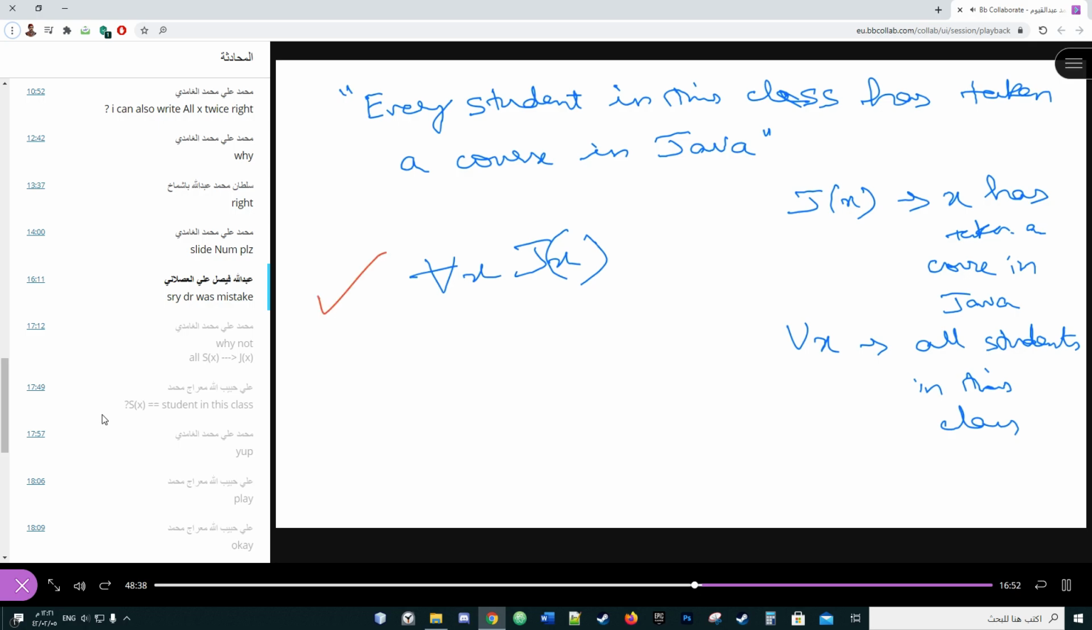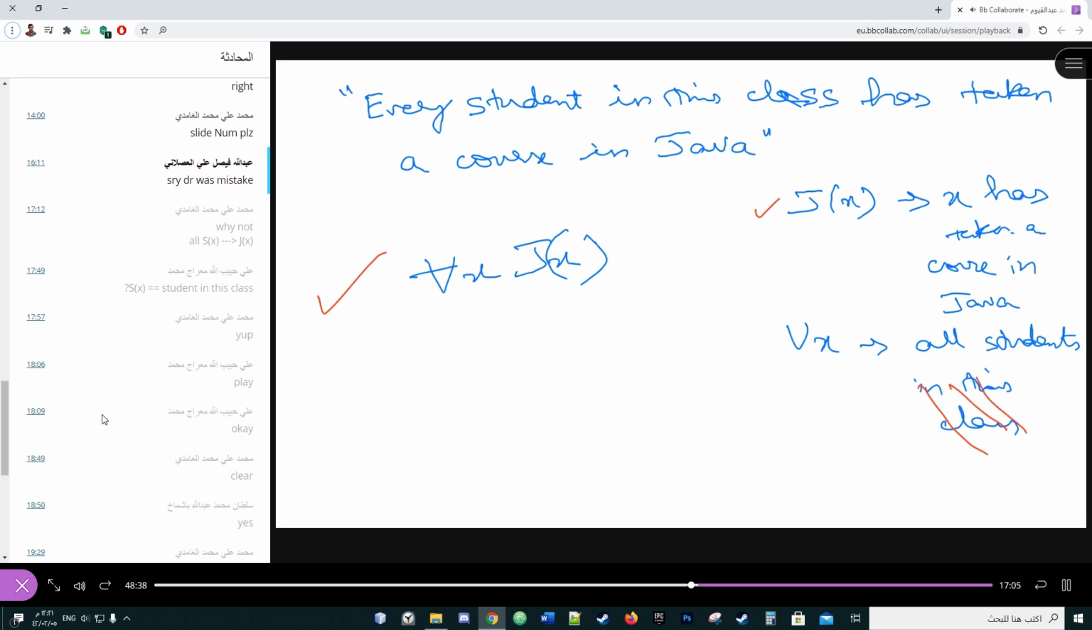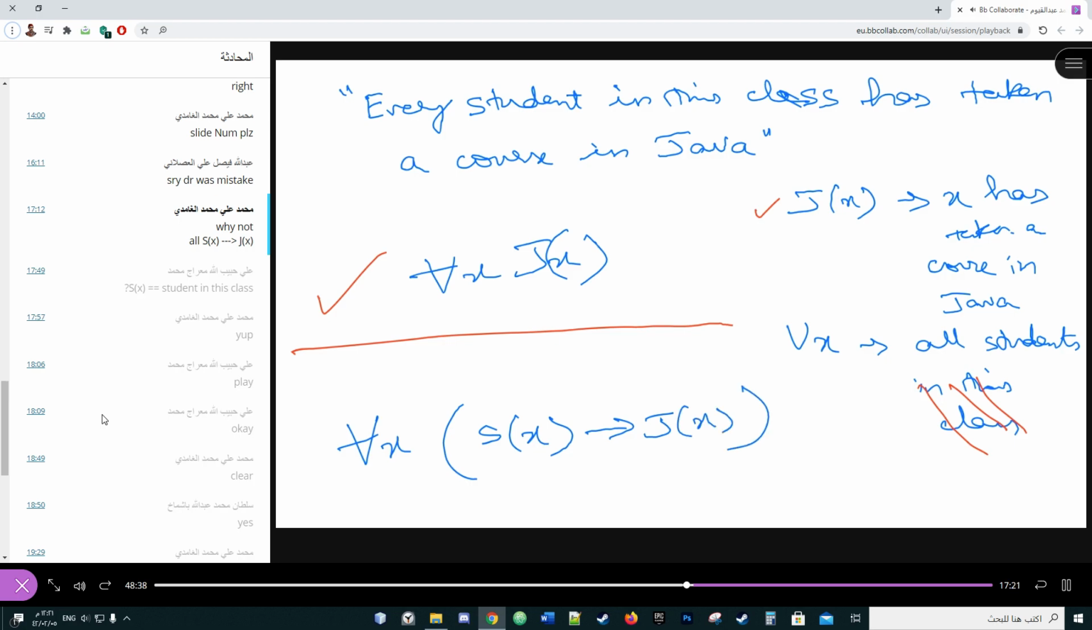Okay, but Muhammad Ali says, no, my domain is all students. So he will write it in a different way. His solution in the exam will be: for all X, if X is a student, then X has taken a course in Java. So he gives me this solution. When the teacher sees this, he says, okay, this is also correct.